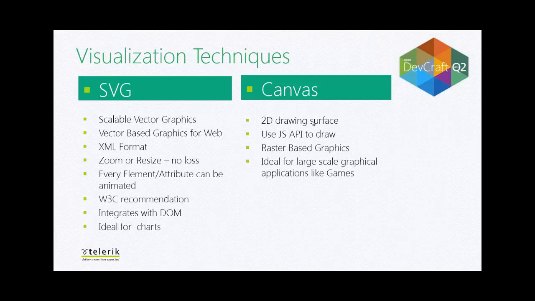Every element in SVG, or every attribute in SVG, can be animated. So that's another interesting thing. Each attribute and each element is accessible and can be animated. And W3C recommends these SVG standards, and says that it's ideal for charts. It integrates with the DOM. So these are some of the characteristics of SVG.